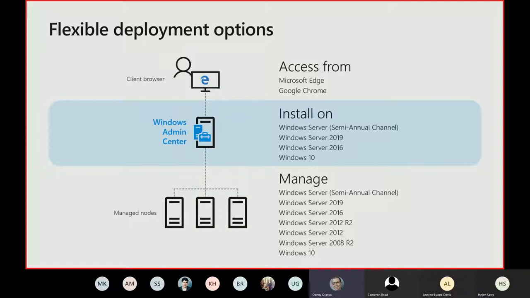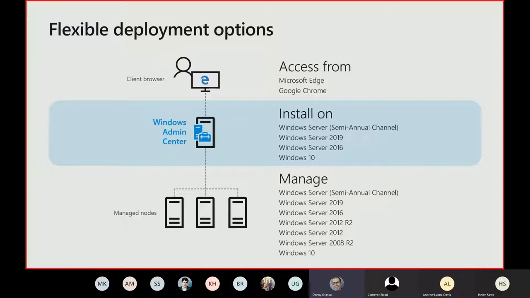From a deployment options perspective, what you can see on the screen at the moment is a bunch of flexible deployment options. We can install Windows Admin Center itself on Windows Server semi-annual channel release, 2019, 2016, or Windows 10. You can access it from Microsoft Edge or Google Chrome, which are the recommended browsers. You'll see me today using Microsoft Edge Chromium, which is different to Microsoft Edge Native, or I like to call it Edgeium. I don't think that name is going to stick though.